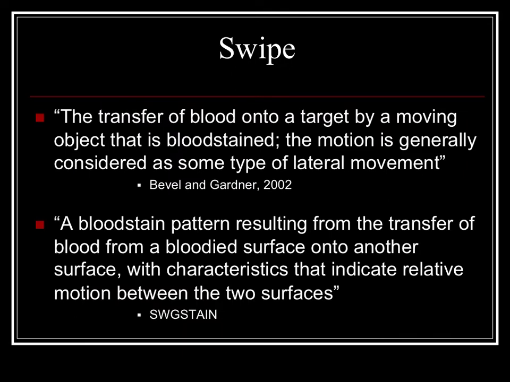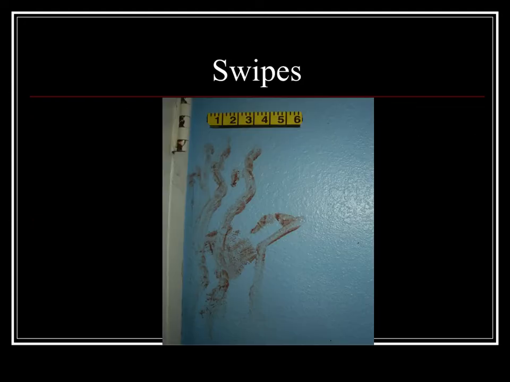A swipe is when we have a target object actually moving or the victim moving. So moving your hand across the wall like this would cause a different shape. So here you can see the hand has moved down the actual wall in question.